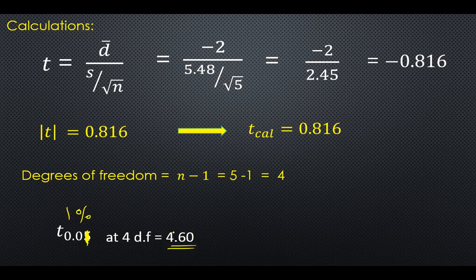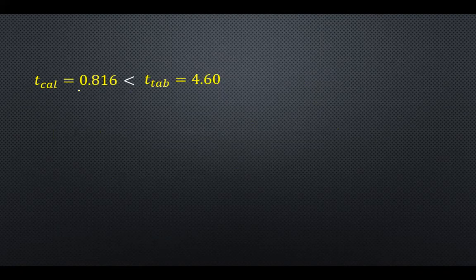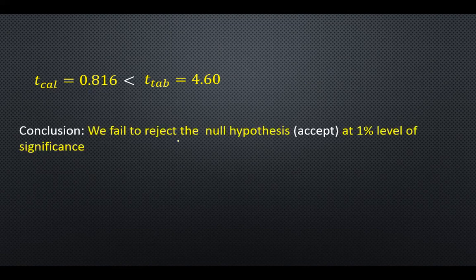So once we finish with the table value, we have got two things: one is T-tab and one is T-cal. We are going to compare and come to the conclusion. So now how to do it? T-cal is 0.816. T-tab is equal to 4.60. I'm going to compare this. My value is lesser. So we fail to reject. Whenever we say we fail to reject, it's nothing but accepting. But we should not say accept. We always say fail to reject the null hypothesis.